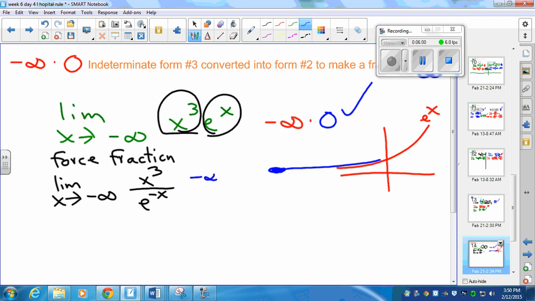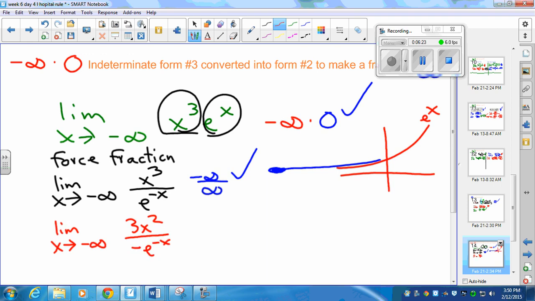negative infinity. Now, e to the negative infinity actually means e to the positive infinity, which blows up. That's indeterminate, so I can go on. Now I have a top and a bottom, so I can take the derivative. Let's see, 3x squared over negative e to the negative x.